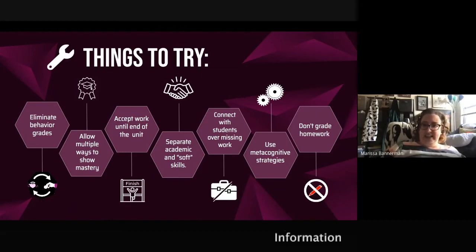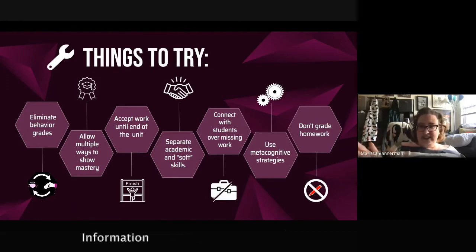Accept work until the end of the unit. Mary talked about that. And separating academic and soft skills. And there are tons of rubrics that are out there for this. And you can communicate the connection between behaviors and academic success without including them in the grade.